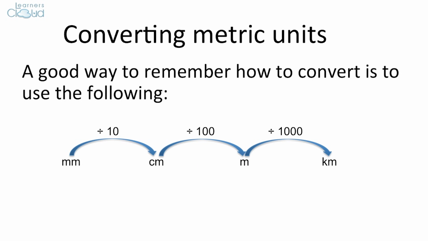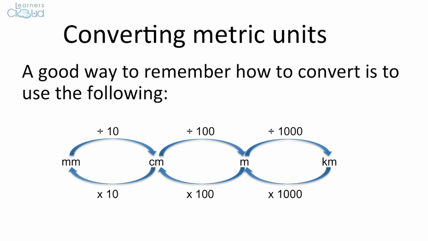If we want to work in reverse though, to go from kilometres to metres, we would multiply by 1,000. From metres to centimetres, multiply by 100, and from centimetres to millimetres, multiply by 10. So remember, we could go from kilometres to centimetres by following the 2 arrows and multiplying by the appropriate numbers.